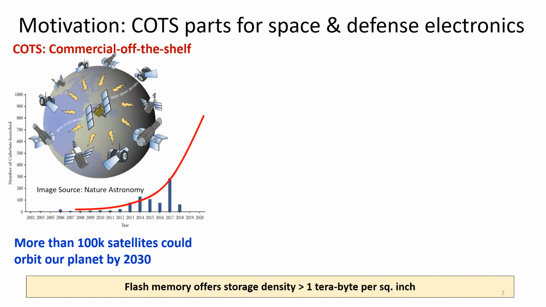So commercial off-the-shelf electronics are increasingly used in space and defense electronics, mainly because they offer better performance, even though they have radiation vulnerability. For example, flash. Flash offers more than 1 terabyte of storage per square inch of area. However, flash has several vulnerabilities to radiation effects.